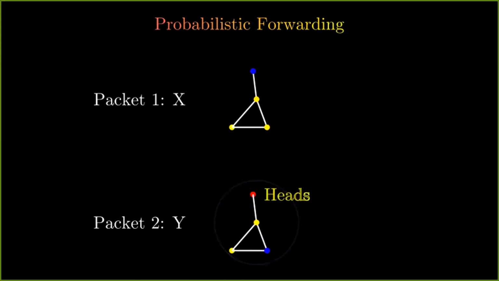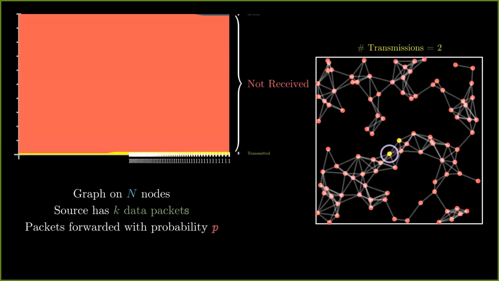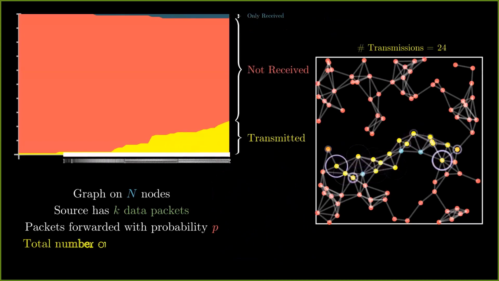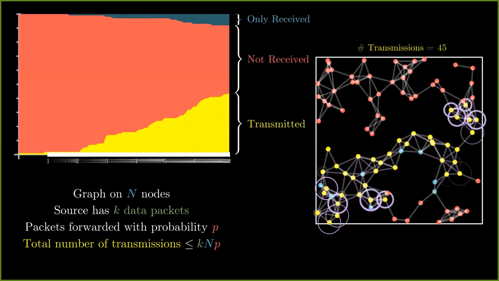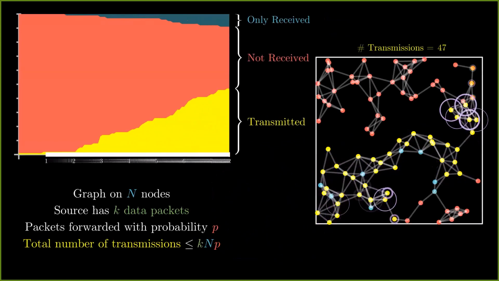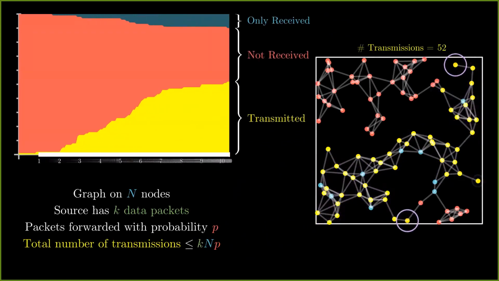Here, notice that because of our probabilistic scheme, there are only 6 transmissions, the yellow nodes here. However, probabilistic forwarding comes with its own problems. For example, let's suppose the first packet transmission is as before, whereas in the second packet transmissions, both these nodes toss tails. Now, the node on top will not receive the packet at all, and hence it has lost the transmissions from the source. More generally, in a large network of n nodes with k data packets and forwarding probability of p, there are at most k times n times p transmissions in the network.